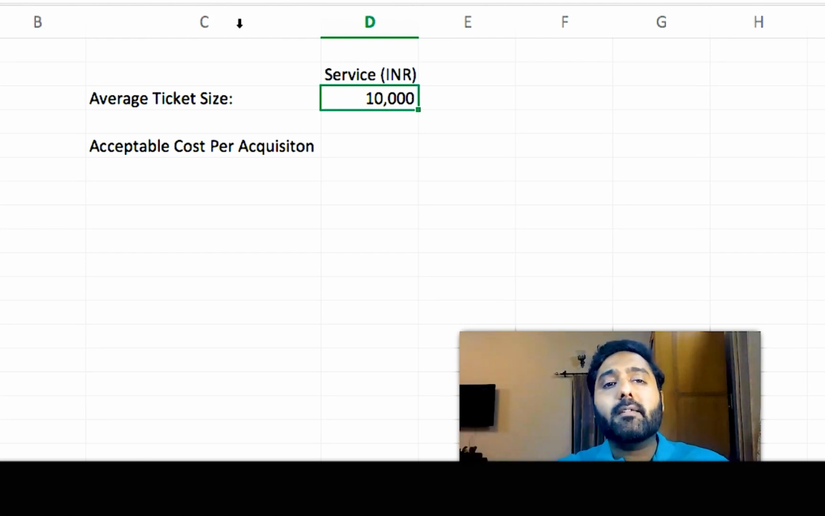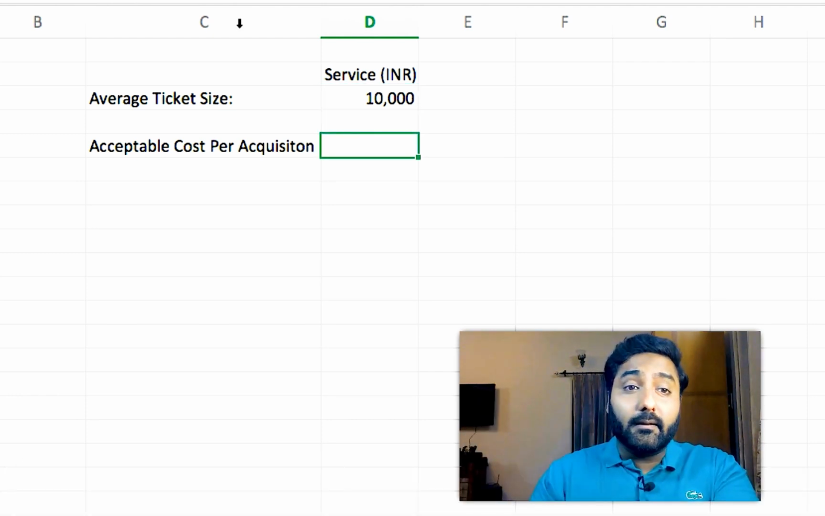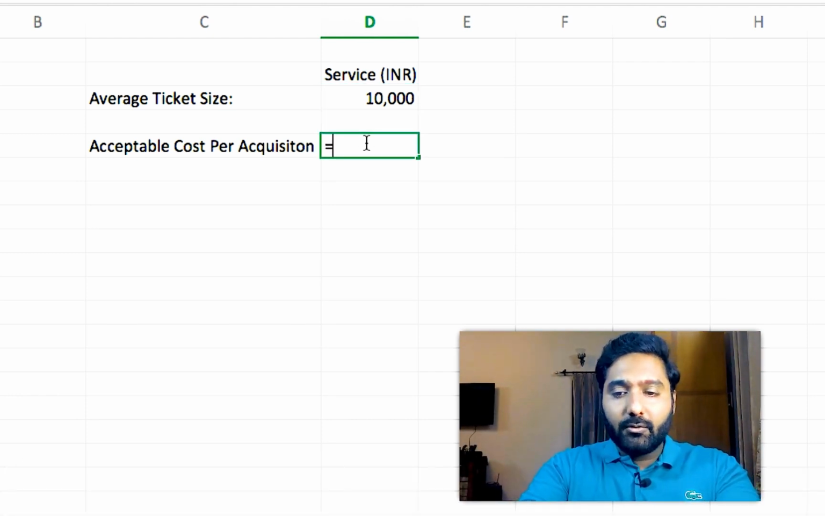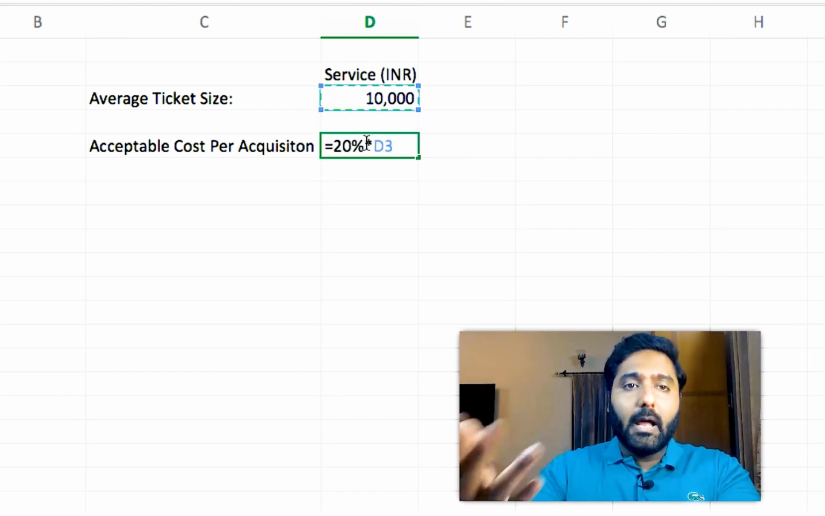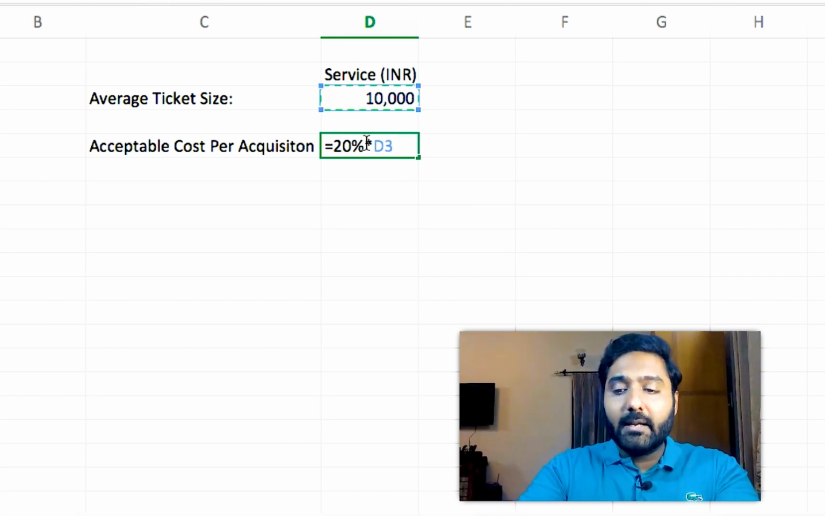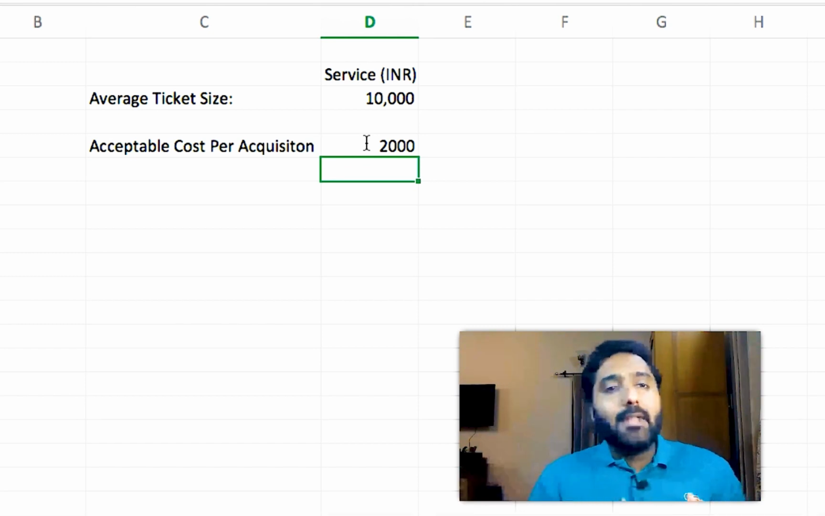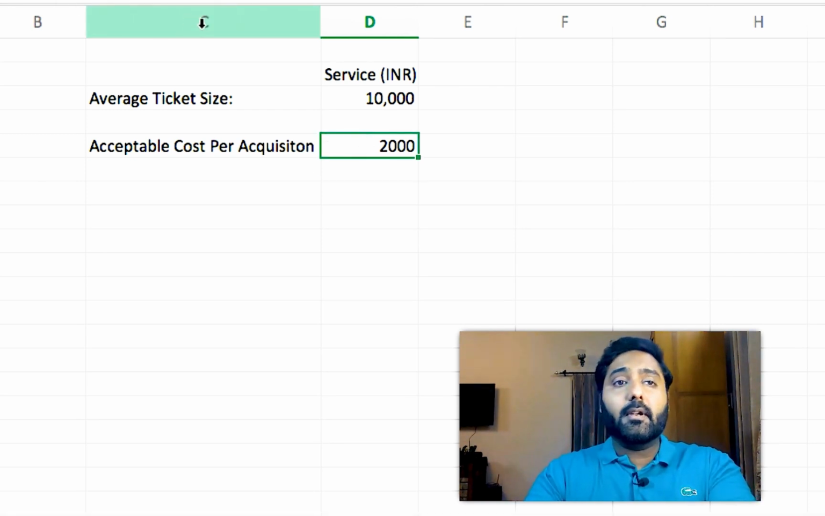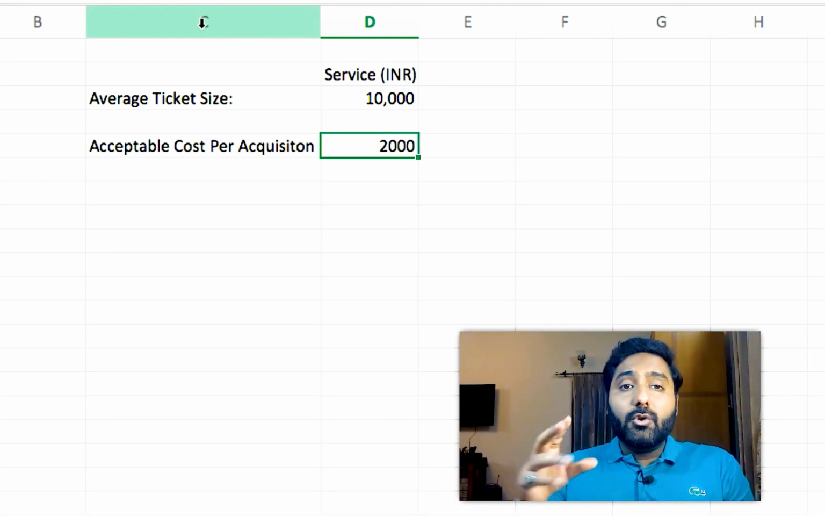When you start optimizing over time and you start becoming a big, well-known brand, your average cost per acquisition would decrease. In this particular example, I'm going to take the acceptable cost per acquisition as 20% of the average ticket size. So to acquire a customer that would pay me 10,000 rupees, I'm okay to spend 2,000 rupees. This could even go higher. You could make it 30%. Some businesses might be okay spending 40%. Now you have to find that out.